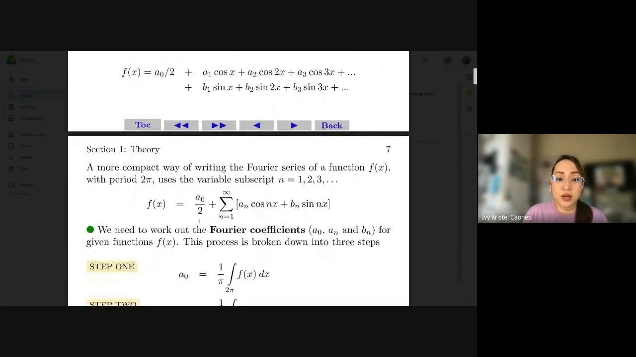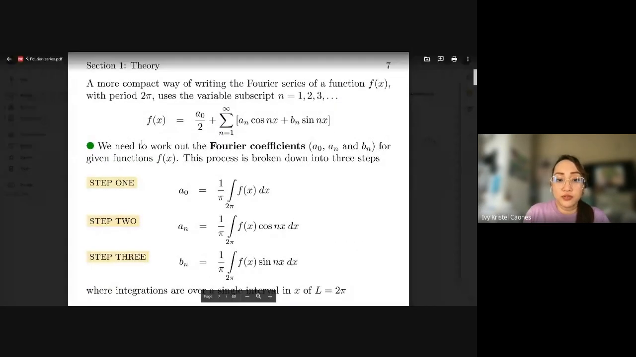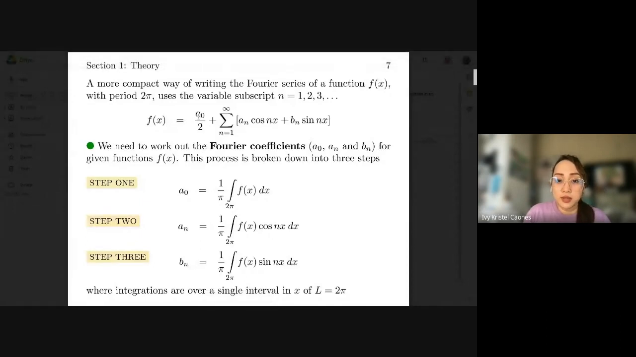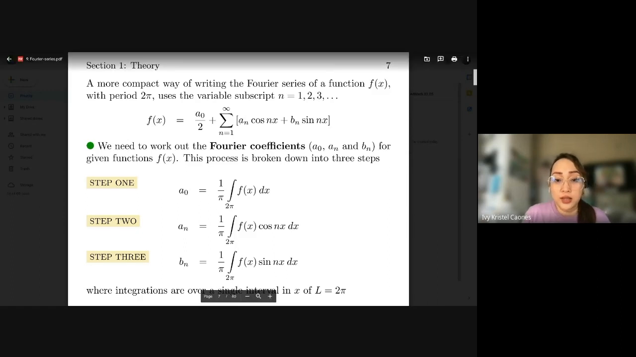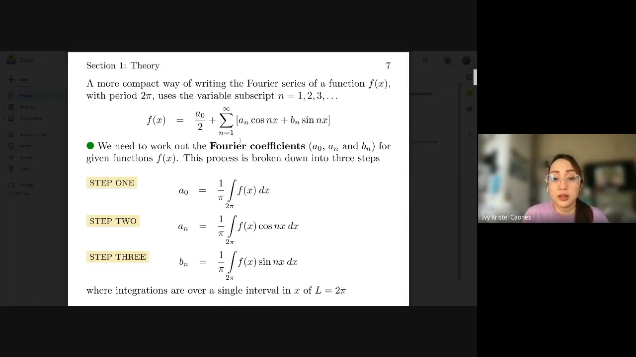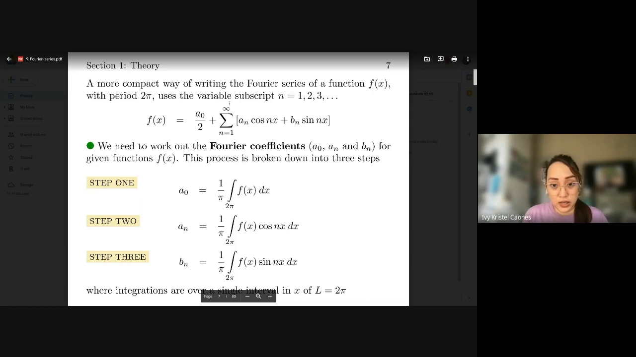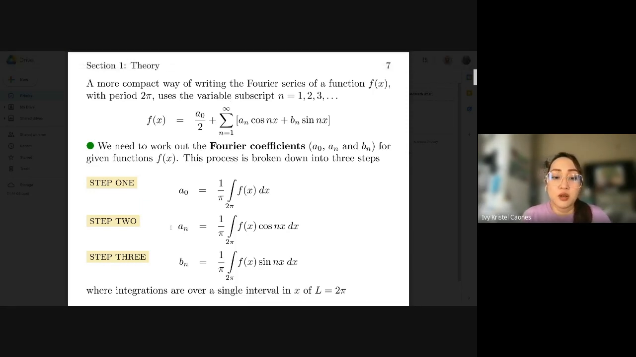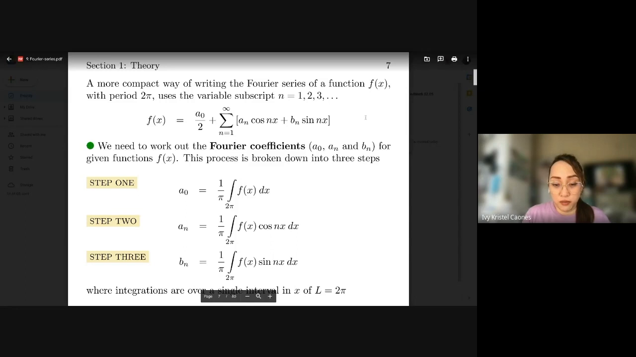This will have a general formula: f of x equal to A sub 0 over 2 plus the summation of A sub n cosine nx plus B sub n sine nx, which is what I was telling you earlier, from n equal to 1 up to infinity. For us to be able to break down the Fourier series, we have to determine the A sub 0, A sub n, and B sub n of this general formula.